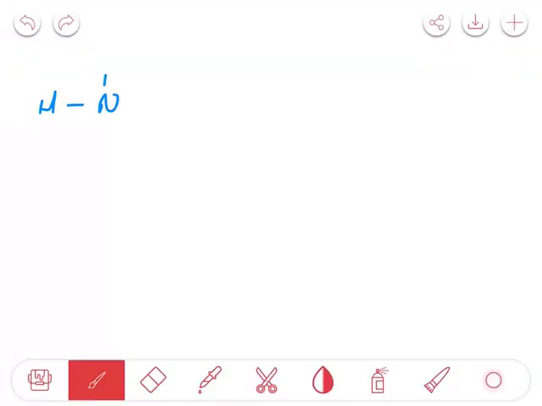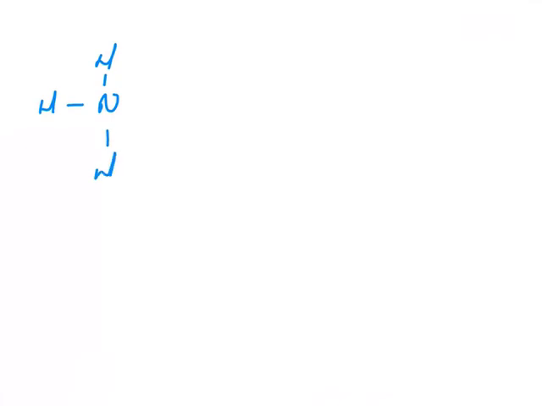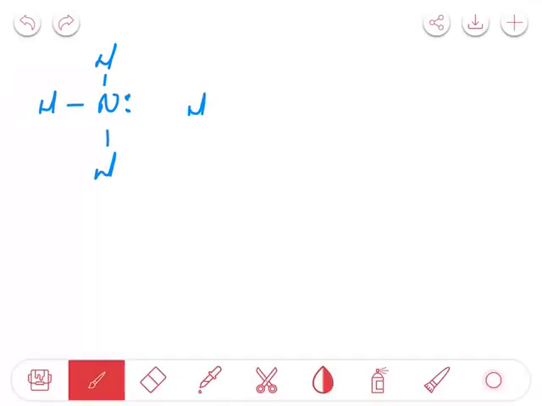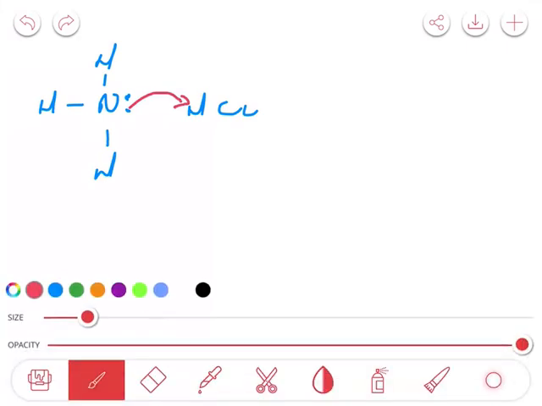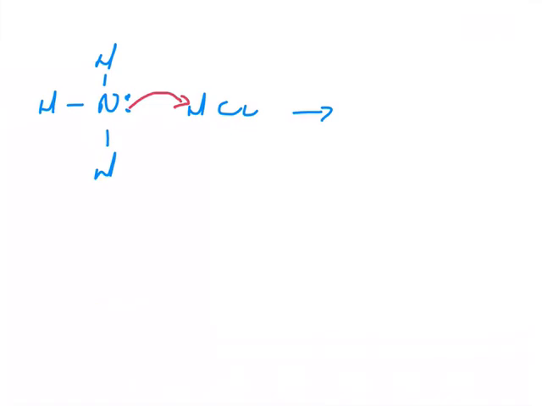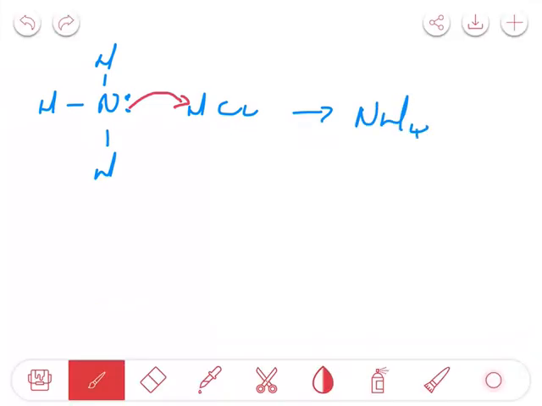So there's ammonia, here's hydrochloric acid. So if this was a mechanism, I know it isn't, but you would get that taking the proton from hydrochloric acid, which then gives us NH4 plus on there, and then Cl minus over here.